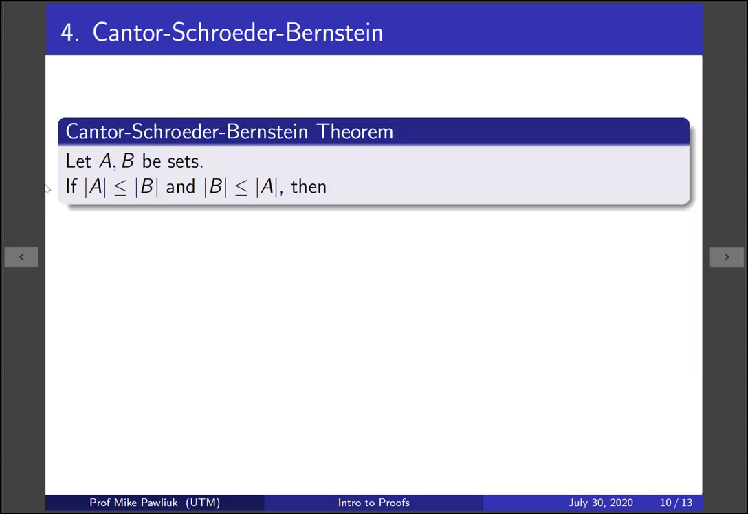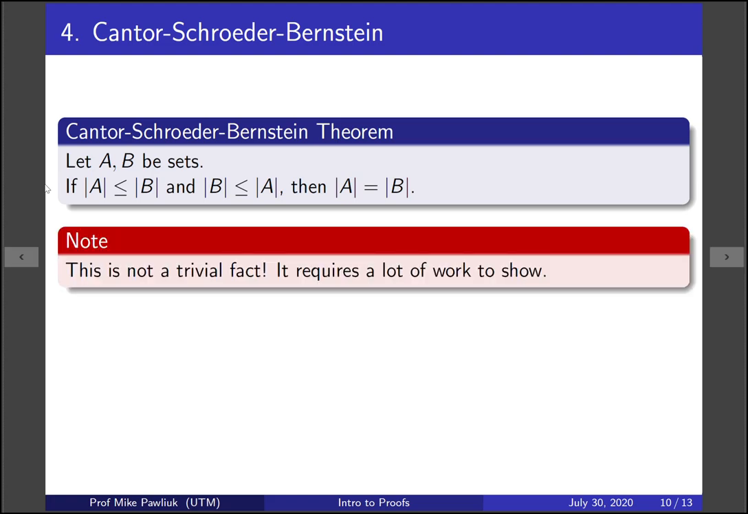Now we move on to the Cantor-Schroeder-Bernstein theorem. So let A and B be sets. If the cardinality of A is less than or equal to the cardinality of B, and the cardinality of B is less than or equal to the cardinality of A, then what do you expect to be true? Well, in this case, you expect the cardinality of A to be equal to the cardinality of B. Now, a couple bits of warning here. This theorem is not a trivial fact. It actually requires a lot of work to show it. And it doesn't just use the basic definitions.